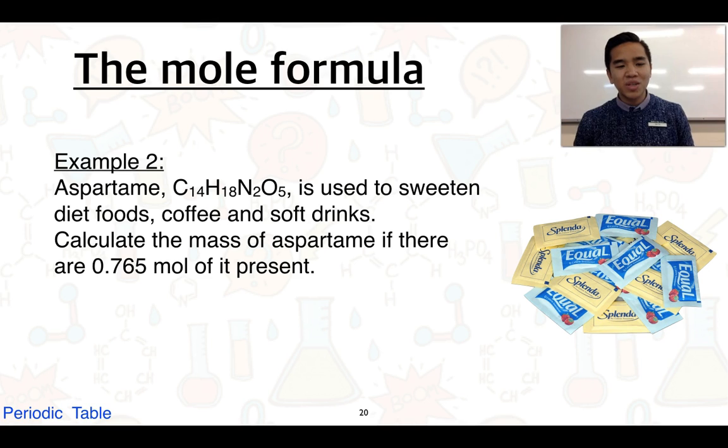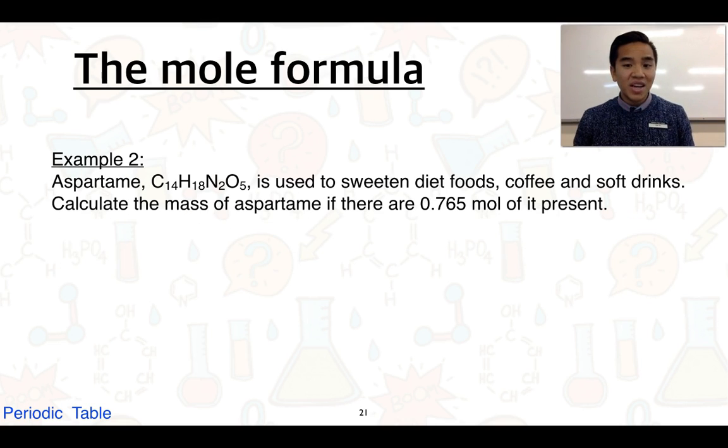Our second example is looking at aspartame, C14H18N2O5, and this is used often as an artificial sweetener. So we see it in diet foods like Diet Cokes, coffee, and soft drinks. We want to calculate the mass, in this case, of aspartame if there are 0.765 mole of it present. So we're going to need to use a rearrangement of this mole formula.